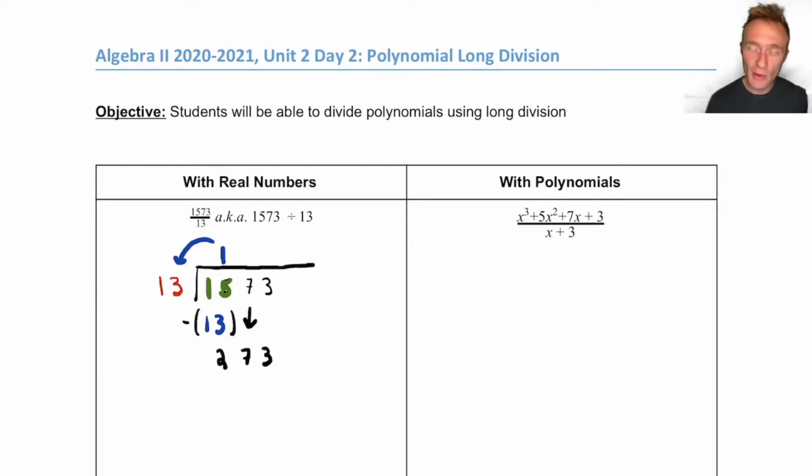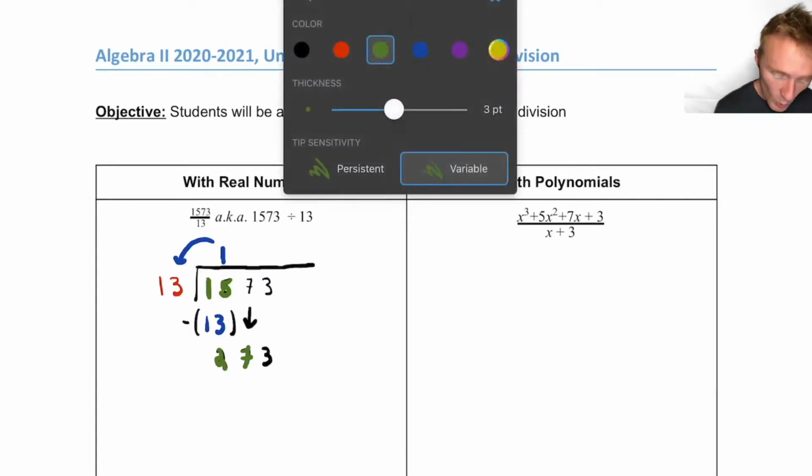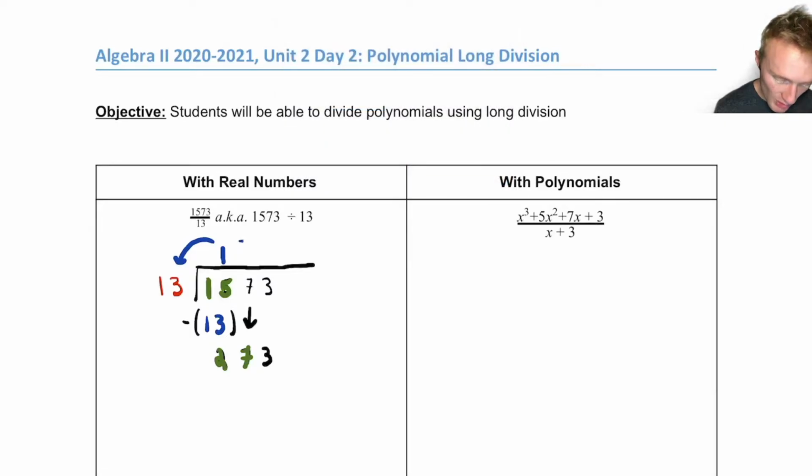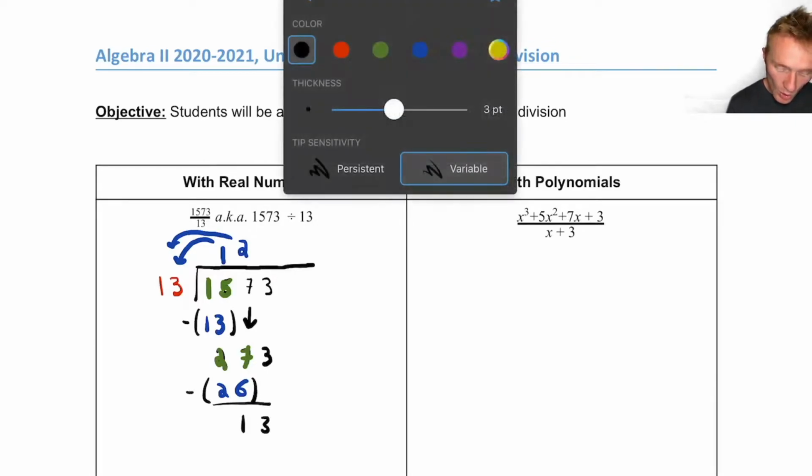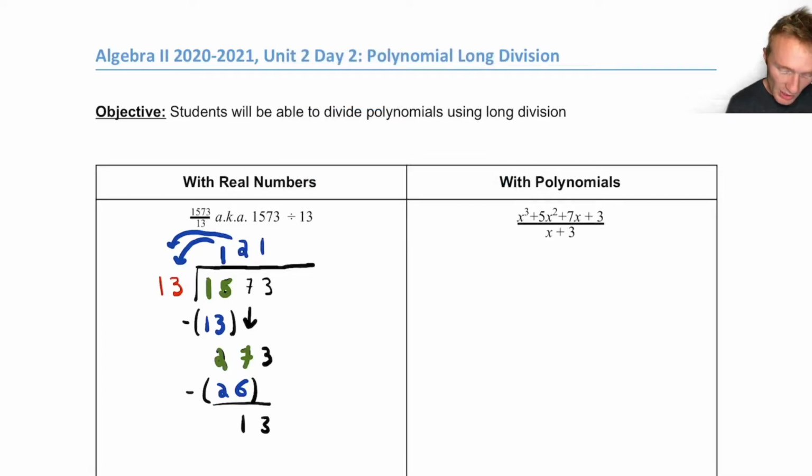So now we need to figure out, okay, how many 13s in multiples of 10 can we do? So we look to 2, can't fit 13 in there. We look to 7, yes we can, into 27. We can fit 2 13s into 27 because 2 times 13 is 26. Again, if you're really following what's going on here, that means 20 times 13 is 260. But we subtract these, we get 13. Well, all we're left with is one more 13 left over.